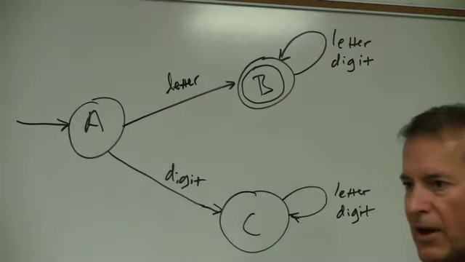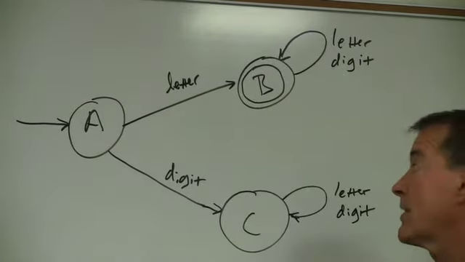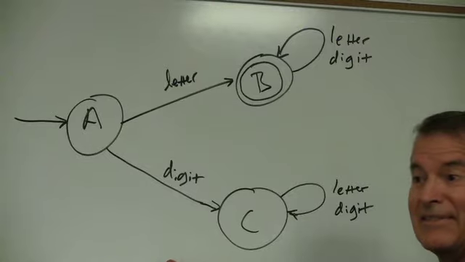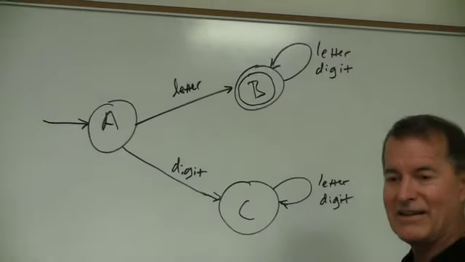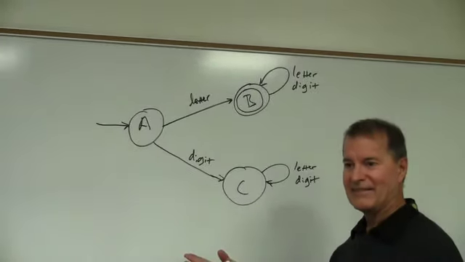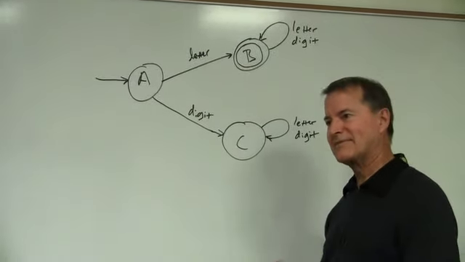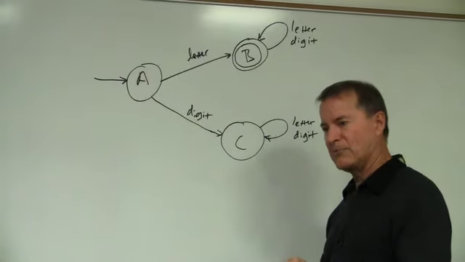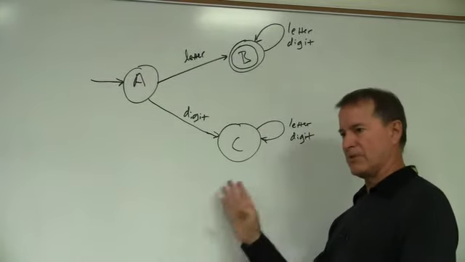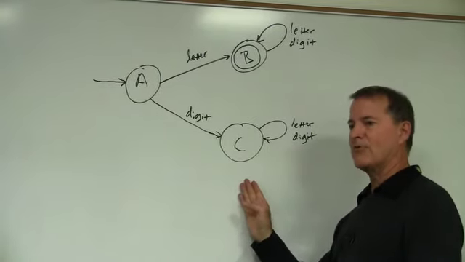And then when we end and we're not in the final state, then it's not a valid identifier. What's the rule for an identifier? It has to start with a letter. Are you with me? Do you remember this finite state machine? These are the very first ones we did.